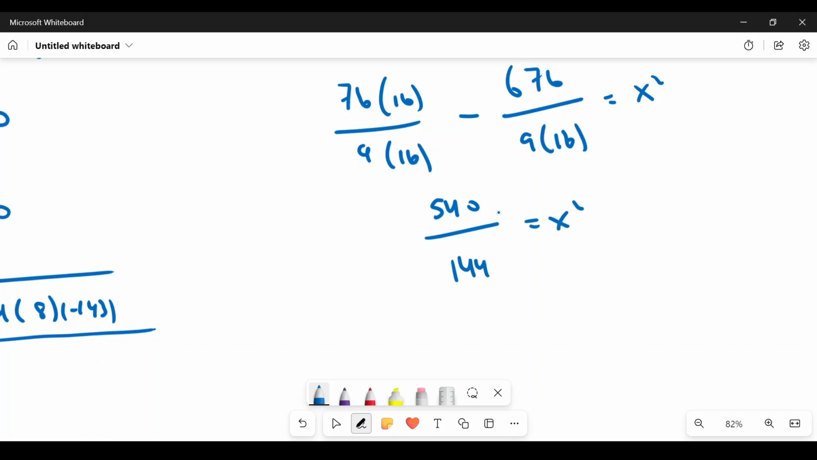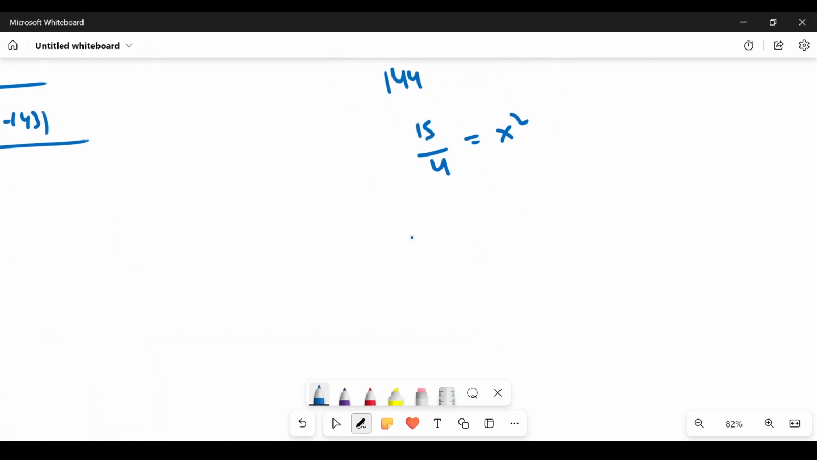That reduces to 15 over 4 equals x squared. So x is plus or minus the square root of 15 over 4. We can ignore the minus because, again, it's the length of something. So we would say root 15 over 2 is the value of x. Yay!